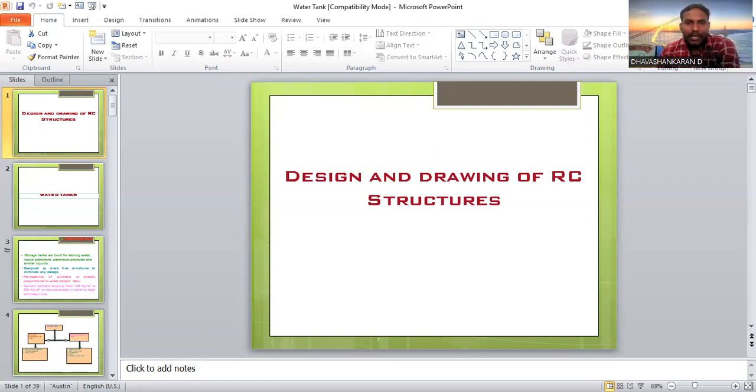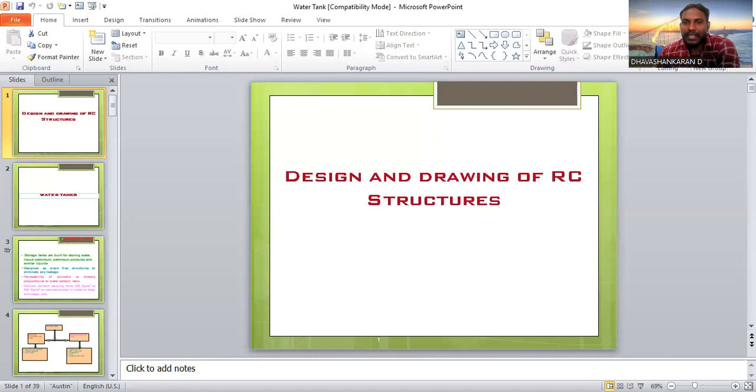Then water tanks can be broadly classified into two types. One is based on the placement of the tank, and another is based on the shape of the tank. The placement means where it is lying, whether it is kept over the ground, into the ground, or elevated. Based on placement, tanks can be classified into three types: resting on ground, underground, and elevated.